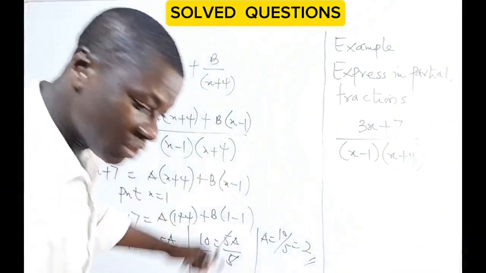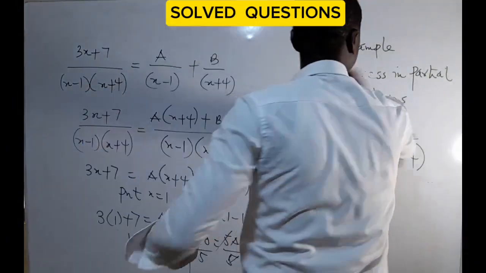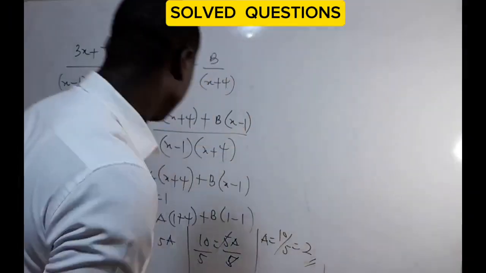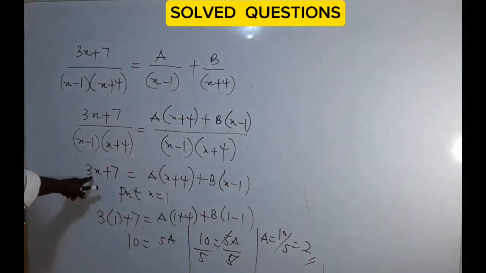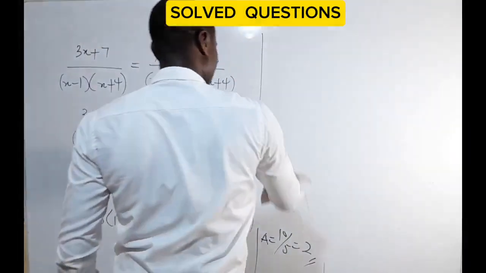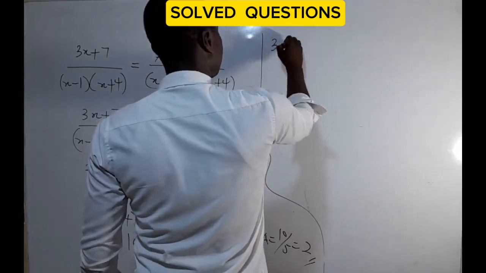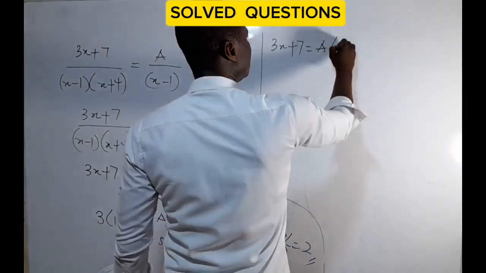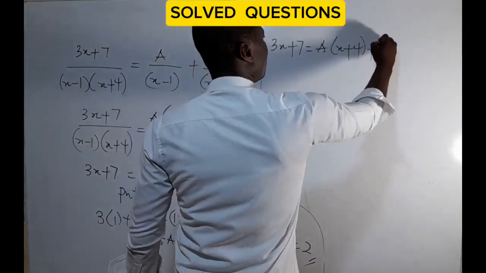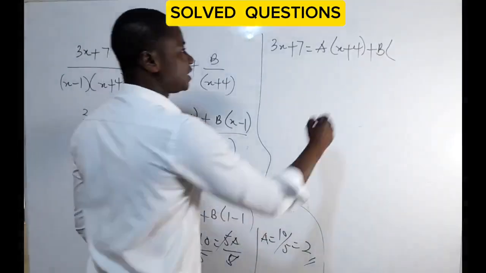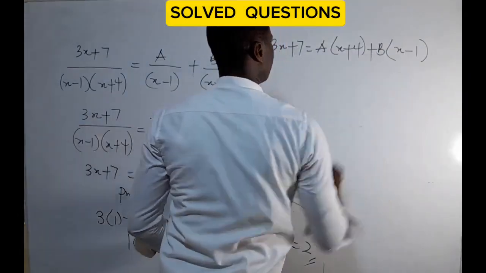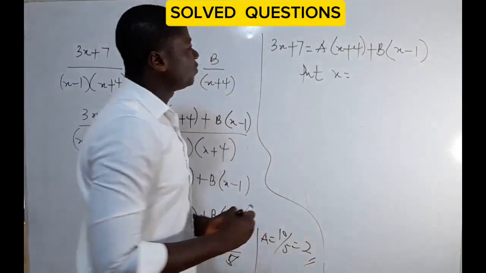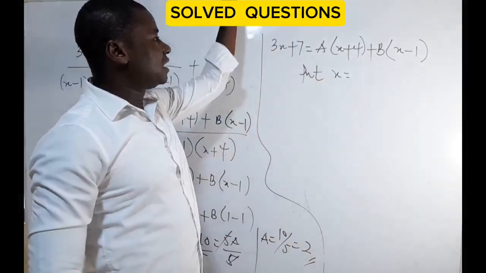Now we are going to see how best we can solve for B, now that we know our A. So let's write the same identity again. 3x plus 7 equals A into bracket (x plus 4), plus B into bracket (x minus 1), okay? Now, we also put x equal to a value in such a way that A will be eliminated so that we can find B.